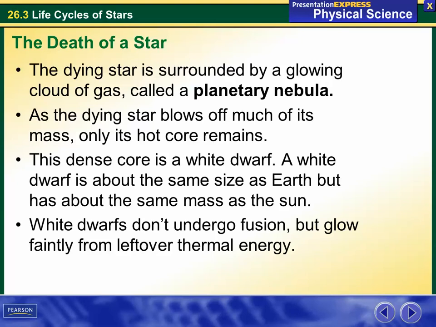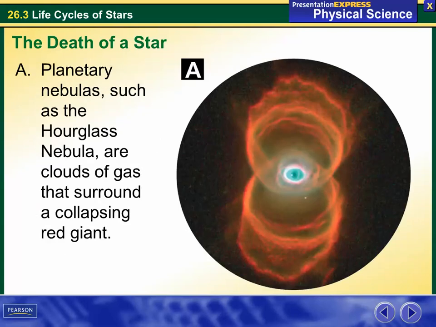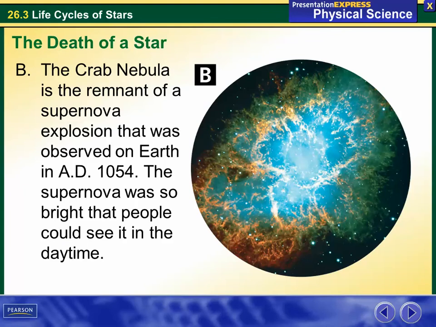And when it's a white dwarf, they no longer undergo fusion. They only glow faintly because they have leftover thermal energy from the fusion that they've been carrying out for billions and billions of years. And here's an example. Here's a planetary nebula. This is called the Hourglass Nebula. As you can see from its distinctive shape there, it kind of looks like an hourglass. Again, you can see the cloud and gas surrounding the collapsing red giant, and what will be left over is a white dwarf there in the center.